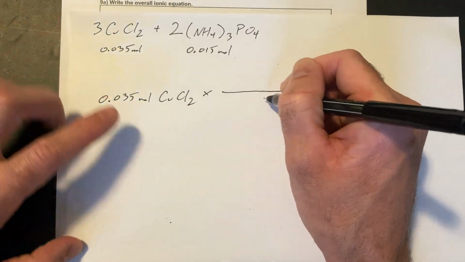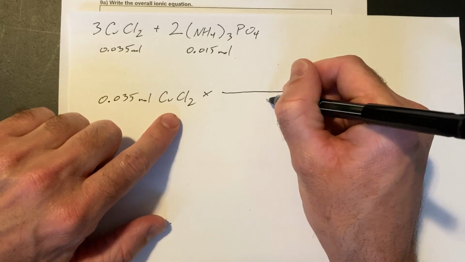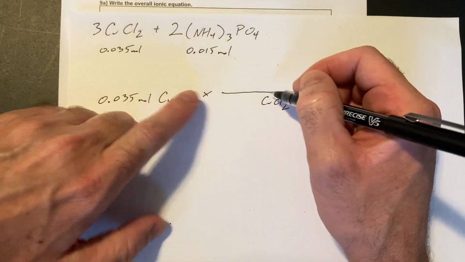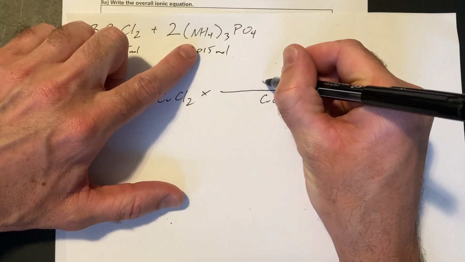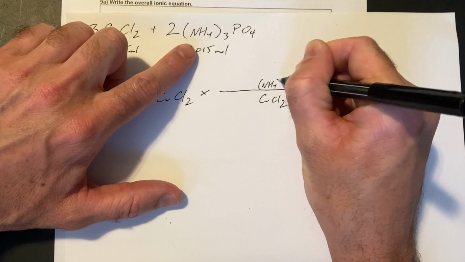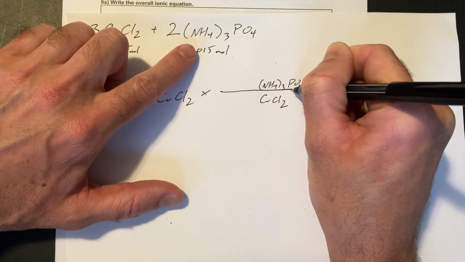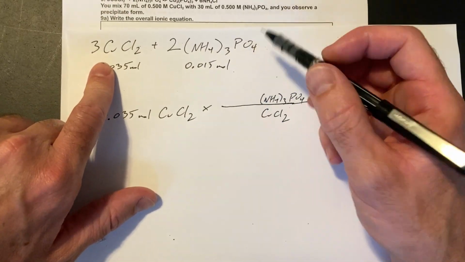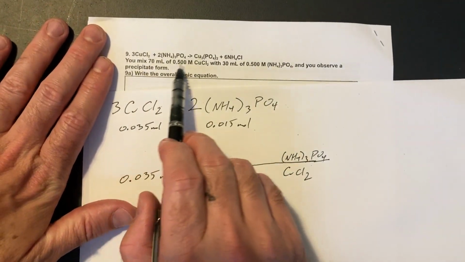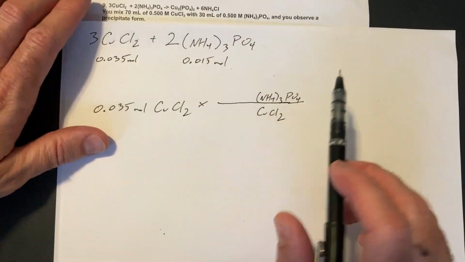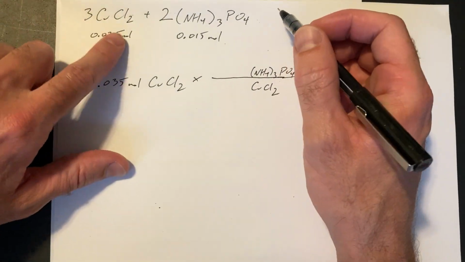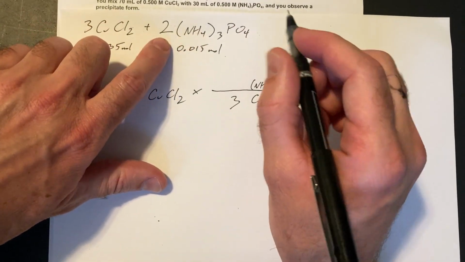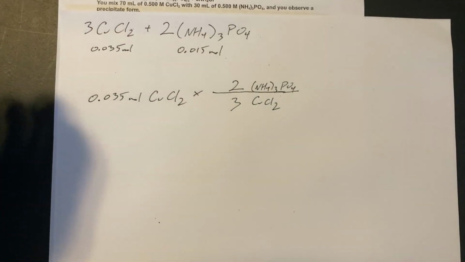On the bottom, you put the one that is in this position right here, CuCl2. It goes on the bottom. On the top, in the numerator, you put the one you're comparing it to, (NH4)3PO4. And you're just getting your coefficients from your balanced chemical equation. Again, this is just right off of this equation right here. I just rewrote it big so you can see it better. So CuCl2, the coefficient is 3. (NH4)3PO4, the coefficient is 2.